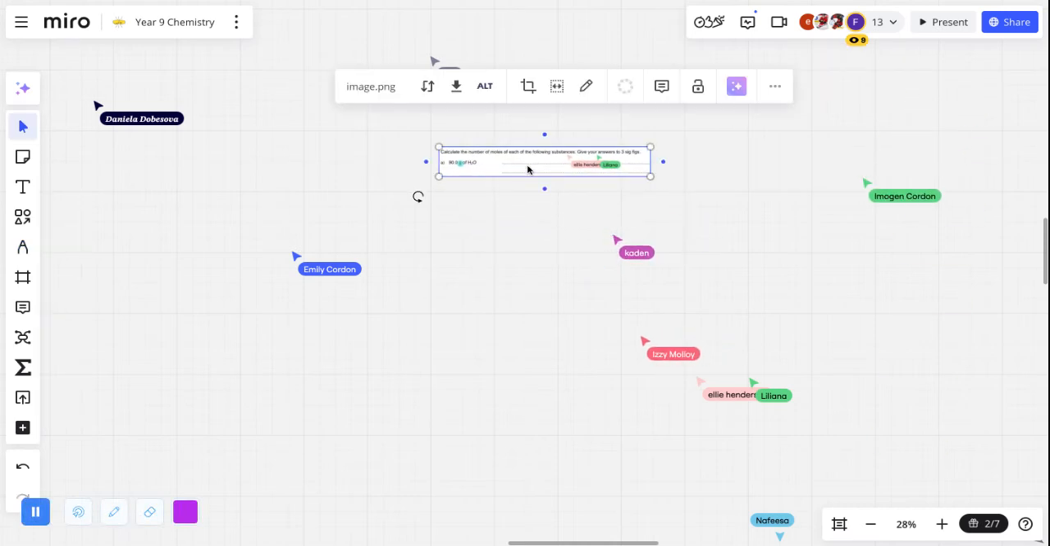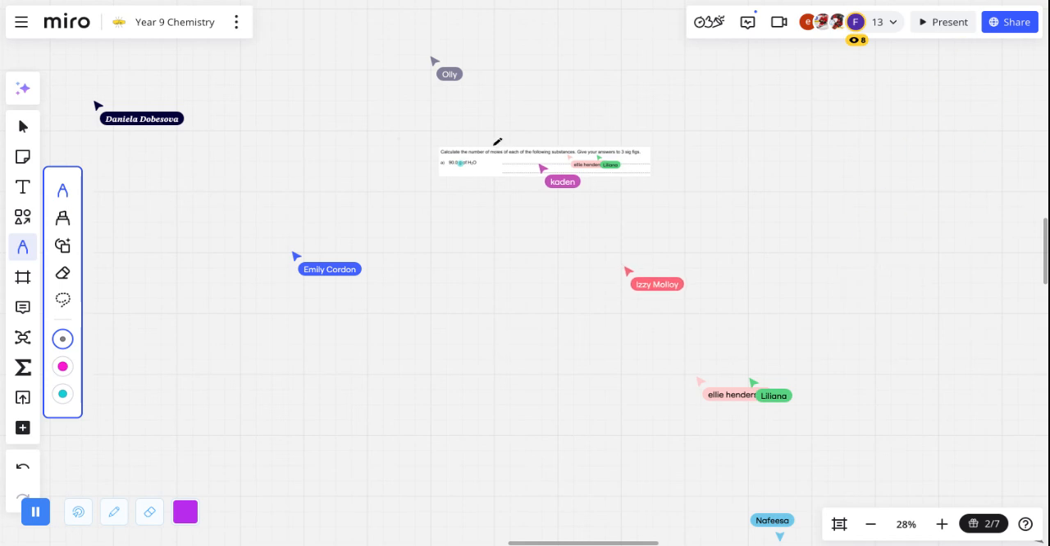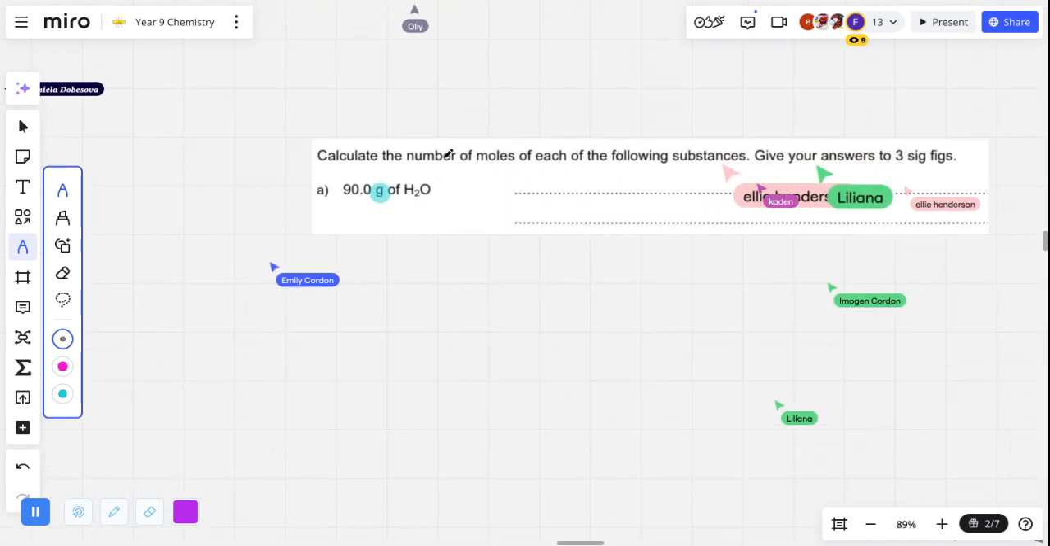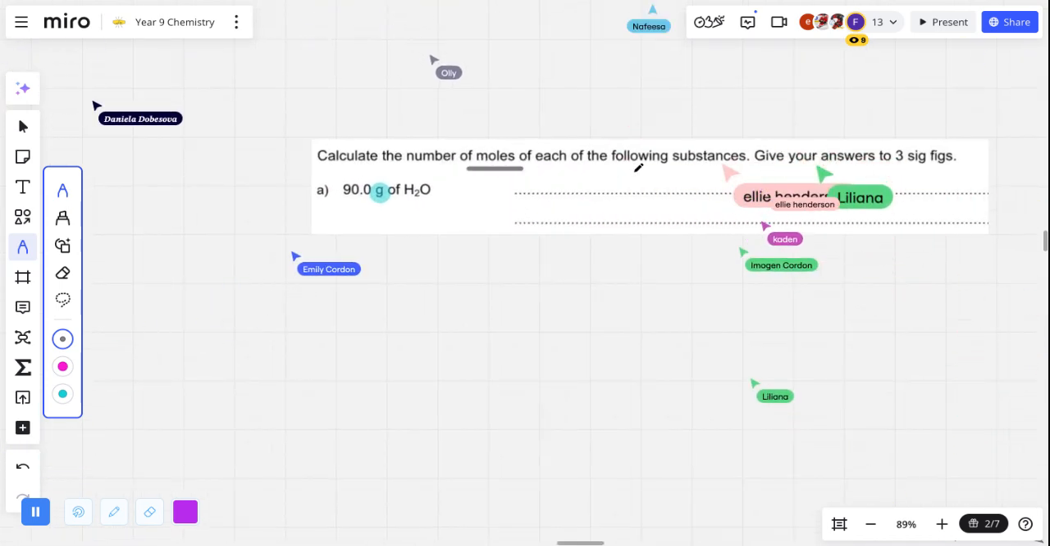So here's the first question. And this is how I would do it. Now watch exactly how I lay it out. Calculate the number of moles of each of the following substance. Give your answer to 3 sig figs. Not really bothered about that. I want to get the mole calculation first.